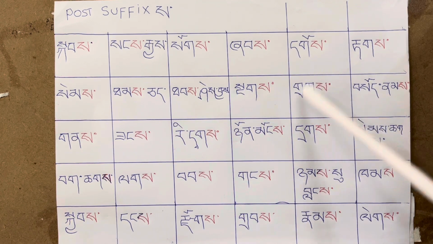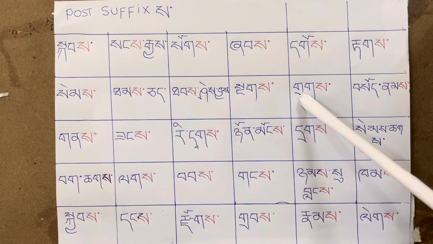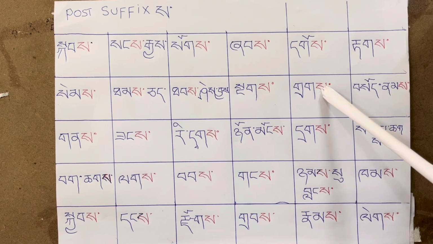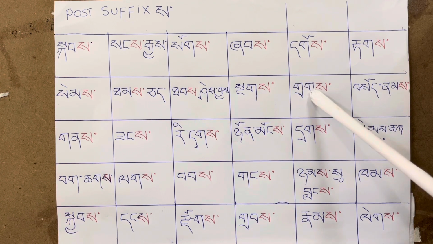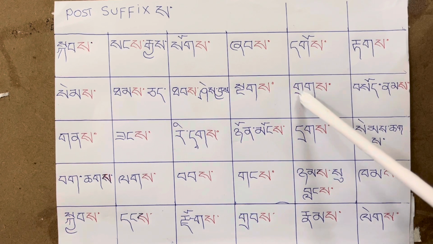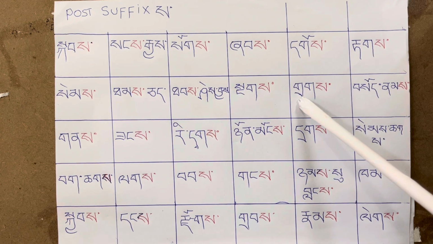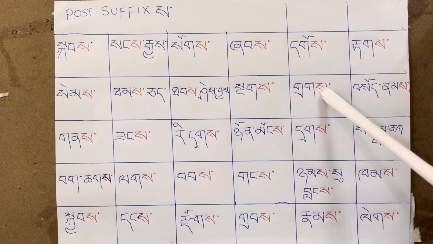And then here we have the subscript helping us determine that this sa is the post suffix. Root letter, suffix, post suffix. Ga rata da ga sa tak.